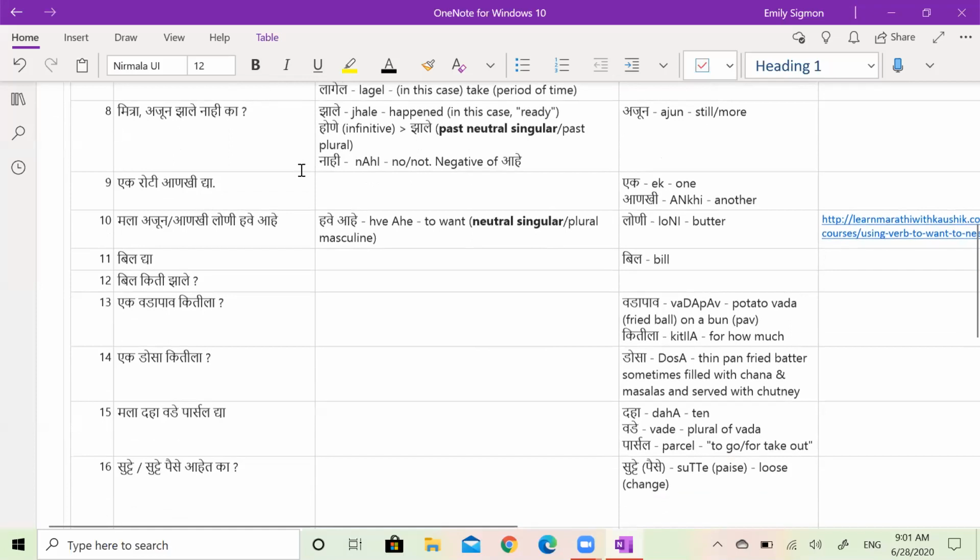Metra, azun tale nahi ka. So again, friend, metra, azun, still or yet. Tale, this one means happened, but in this case it means to be ready. Nahi ka, so friend, still not ready. Why is it still not ready? Yes or no? Is it still not ready? Sorry.